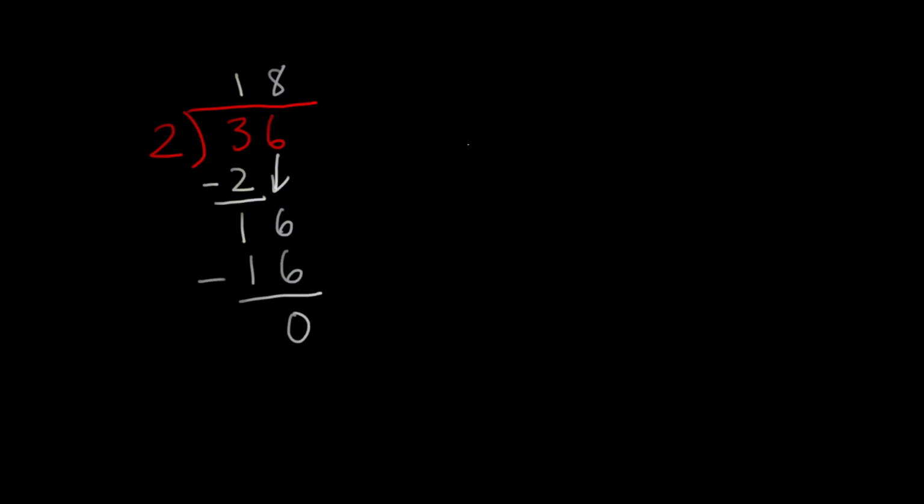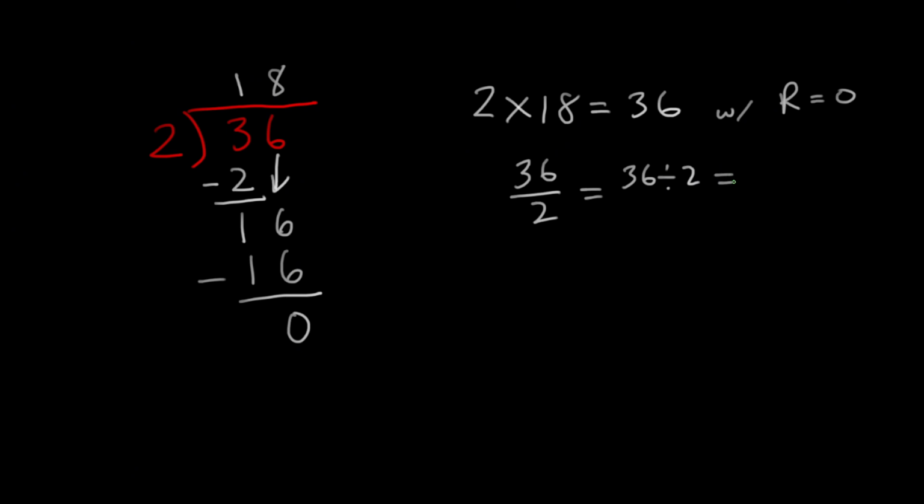So what does this mean? It means that 2 times 18 is 36. And that has a remainder of 0. It also means 36 divided by 2 is 18.